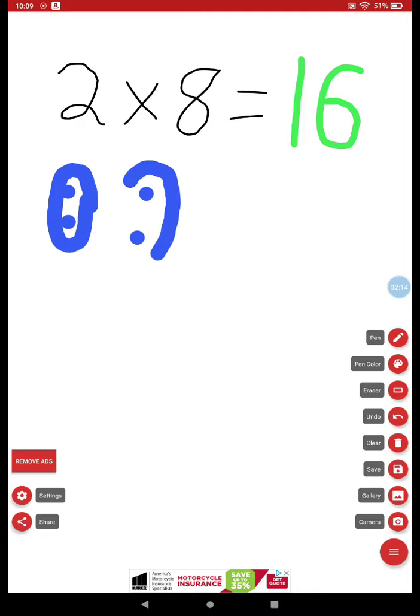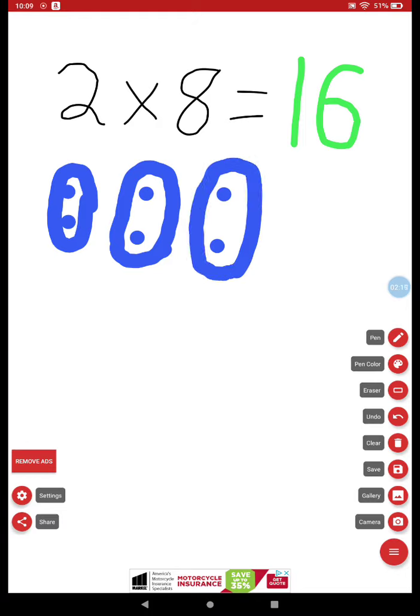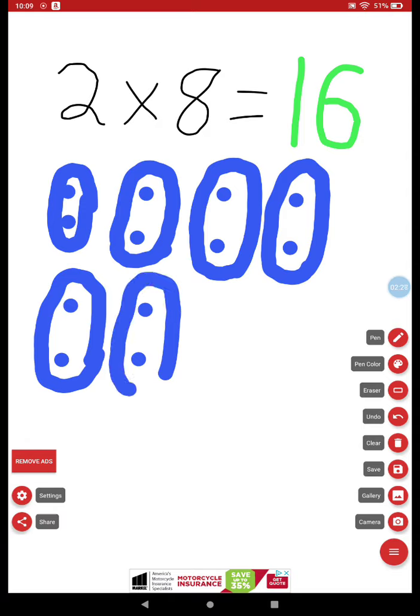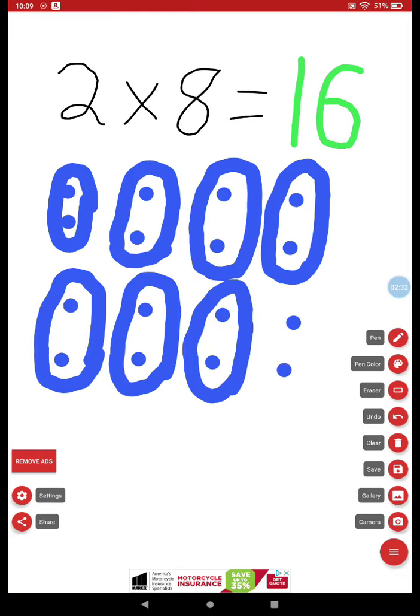1, 2, that's a group. 1, 2, that's a group. 1, 2, that's another group. 1, 2, another group. 1, 2, another group. 1, 2, another group. I have 8 groups. How many dots are there total though? It's still 16, so no matter which way you imagine it in your head, it's still going to be 16.